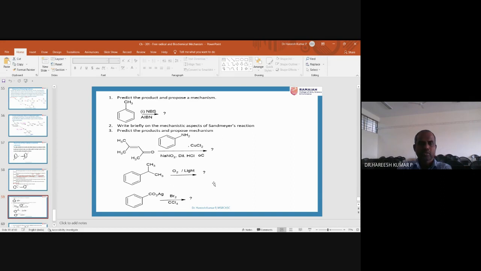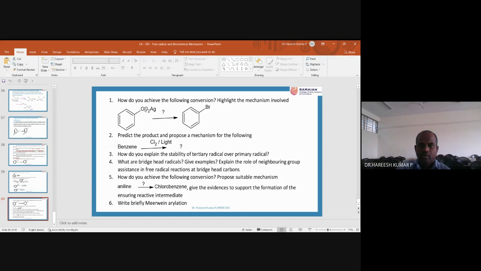Next slide also, I am displaying a few more questions. How do you achieve the following conversion? Conversion of silver benzoate to bromobenzene. Highlight the mechanism involved. Here you have to write the reagent used, and you have to write the mechanism also. It's a name reaction, the Hunsdiecker reaction.